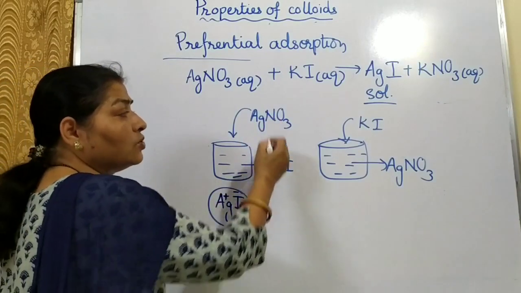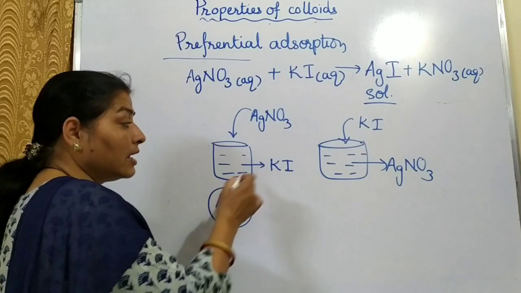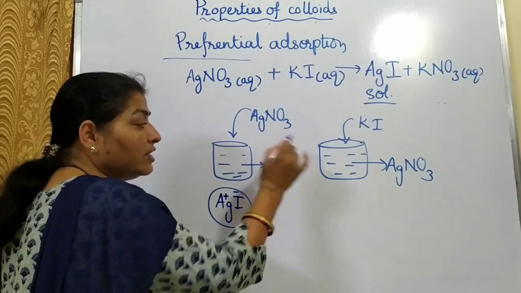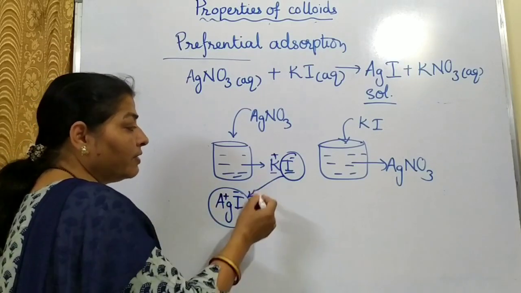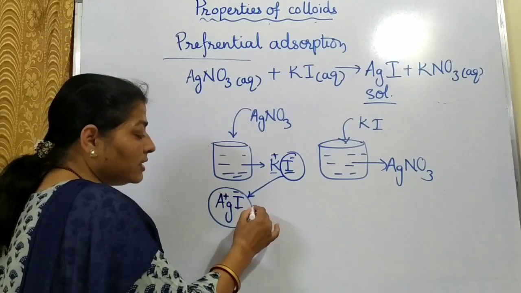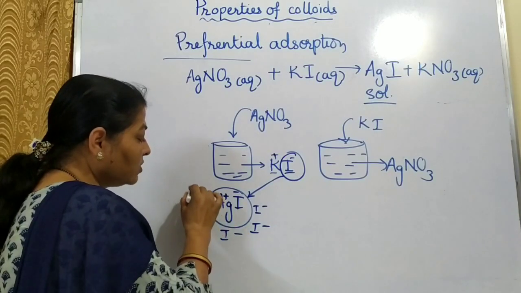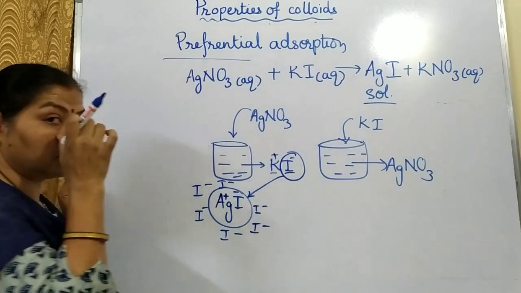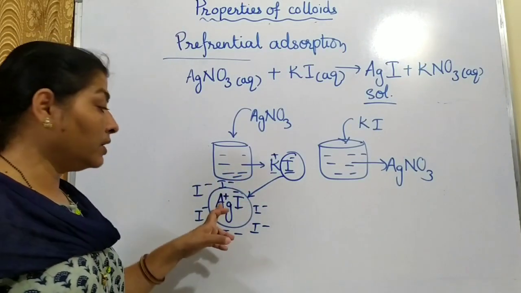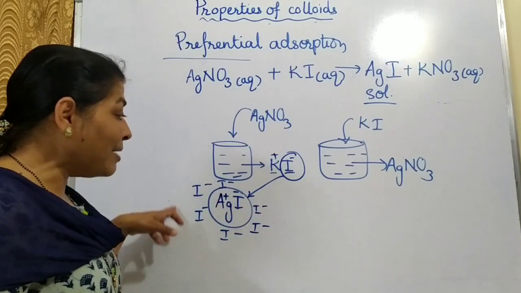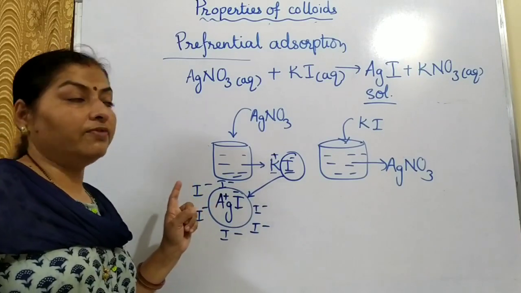Now the two have the same concentrations, but in the container KI is there. Out of K and I, which is the common ion? I minus is common with this. So the sol particles, as soon as they are formed, will adsorb I minus ions on the surface. As a result, a layer of charge will form on AgI. Now as I minus has been adsorbed, a negatively charged sol will be formed.